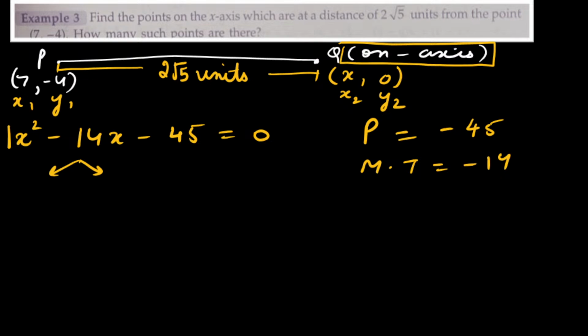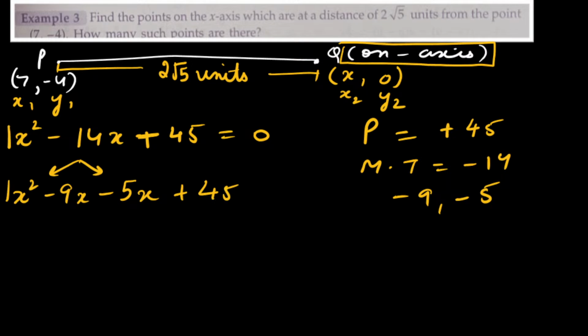How will we get that? I think somewhere this is positive 45, not negative. This is positive 45. Yes, so the numbers are minus 9 and minus 5. Shwardhan is telling the answer: x square minus 9x minus 5x plus 45 is equal to 0. So this is one pair, this is one pair.